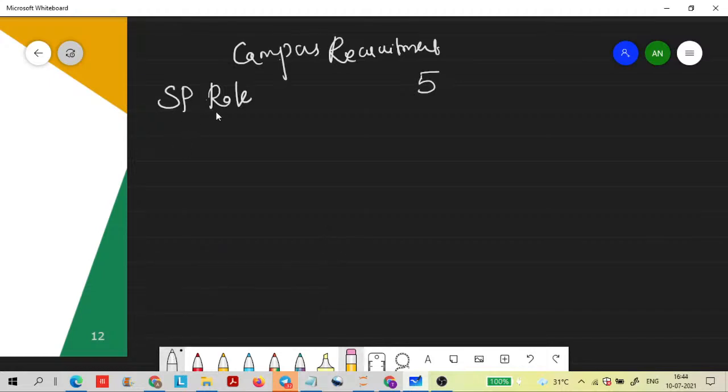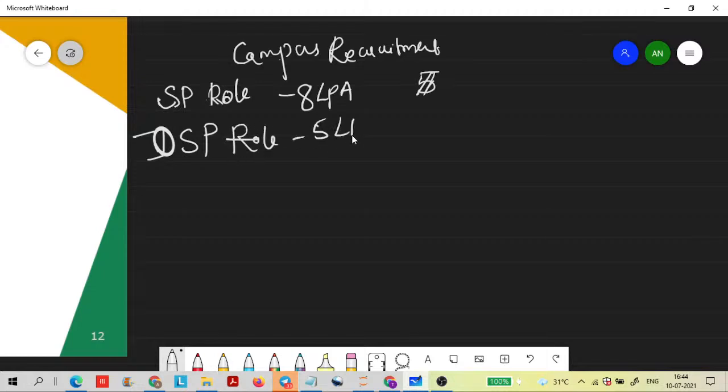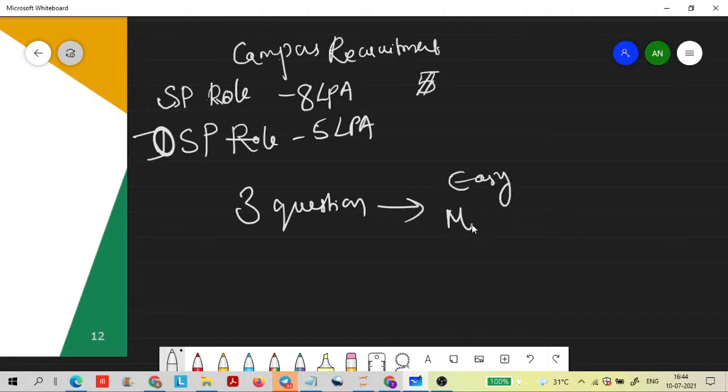Okay, this is specialist programmer, that is for 8 lakh per annum. And for the digital specialist programmer role, that is for 5 lakh per annum. You will get 3 questions in the coding round, of easy, medium and hard type.